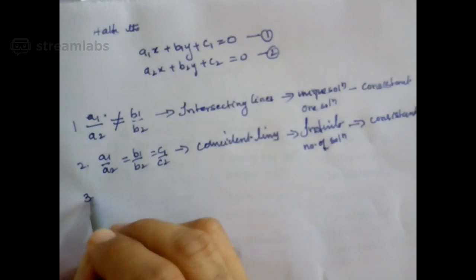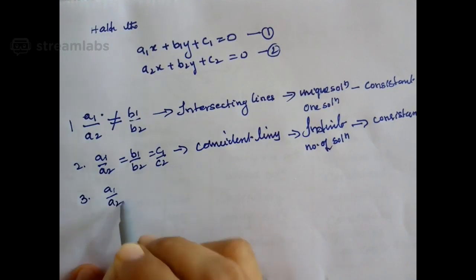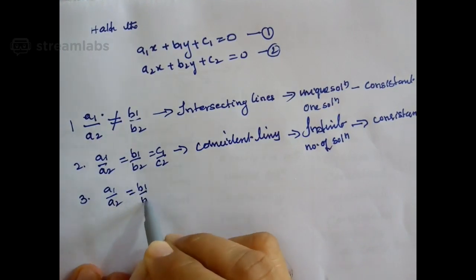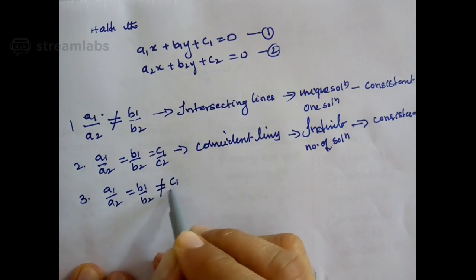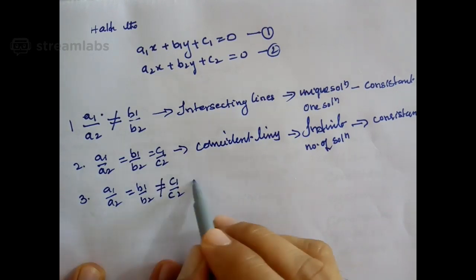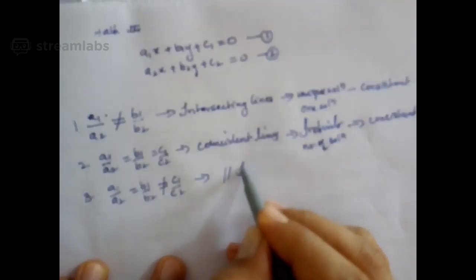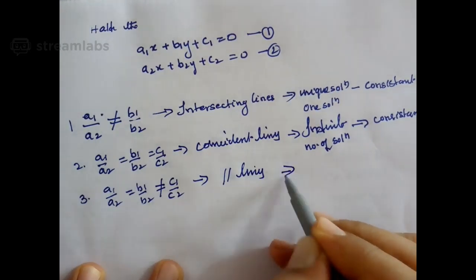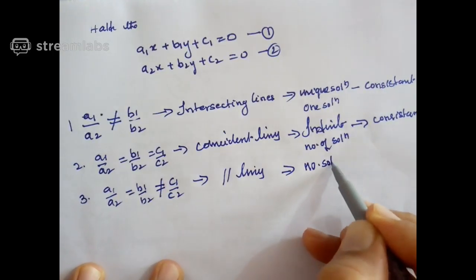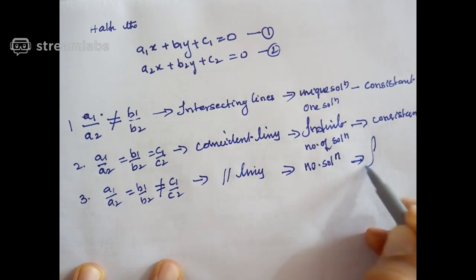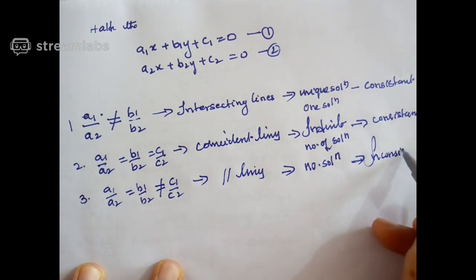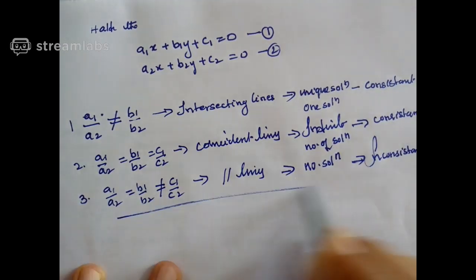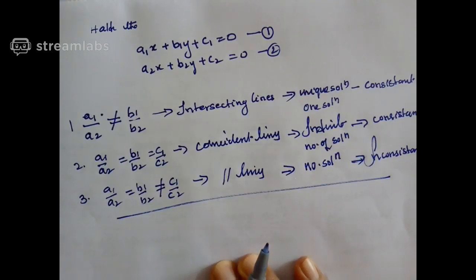Now the third one is a1 by a2 is equal to b1 by b2, but it is not equal to c1 by c2. Then it is what? Parallel lines, and it does not have a solution. Then it is inconsistent because it does not have a solution. This is how you can check whether the lines are intersecting, coincident, or parallel.